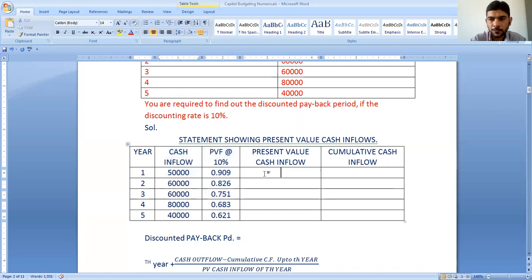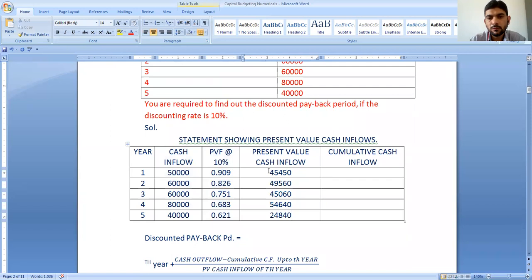It will be 45,450, again 49,560, again 60,000 into 0.751, it will be 45,060. Next one, it will be 54,640. Next one, we are having 24,840.